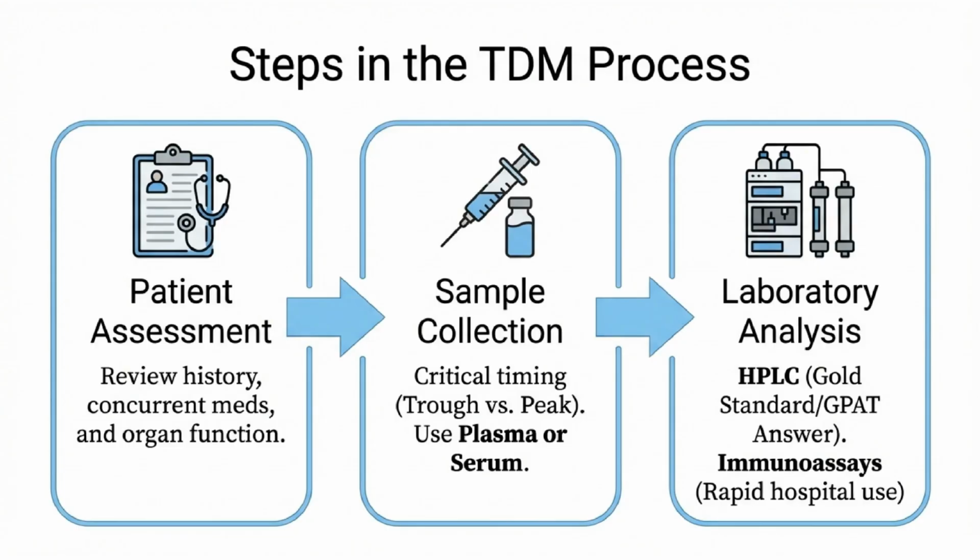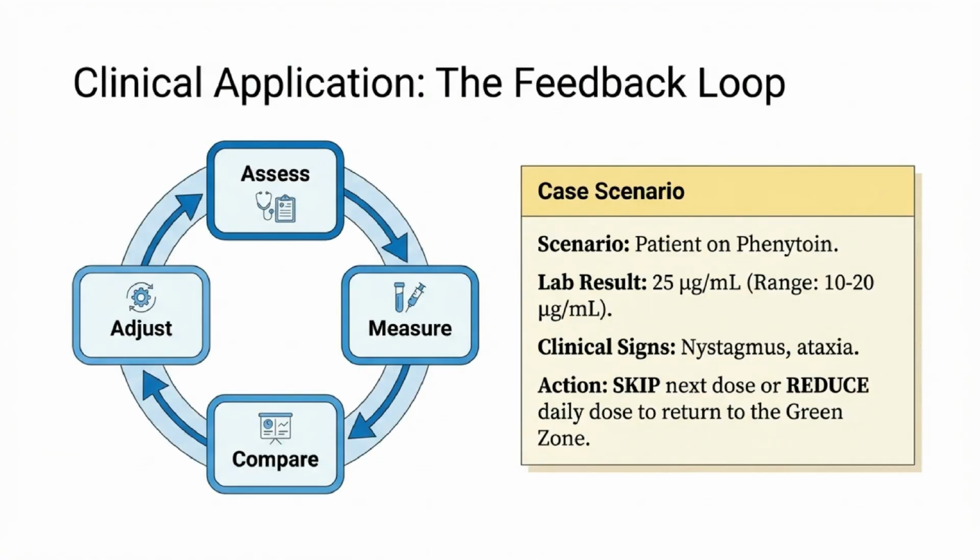The TDM process involves 3 main steps. First, patient assessment. Second, sample collection with critical timing. And third, laboratory analysis, often using HPLC. TDM is a continuous feedback loop. We assess, measure the drug levels, compare the result to the therapeutic range, and adjust the dose as needed. The case scenario shows an adjustment due to toxicity.